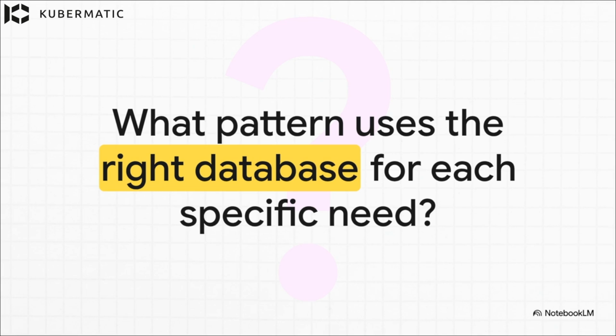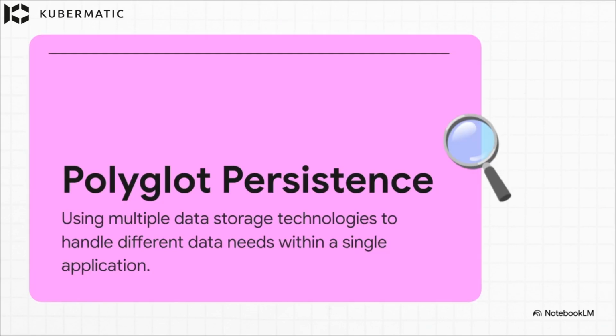What do you call it when you use the right database for the right job? Like, maybe you use a relational database for your user data, but a completely different document database for your product catalog, all in the same application. And the answer is polyglot persistence.